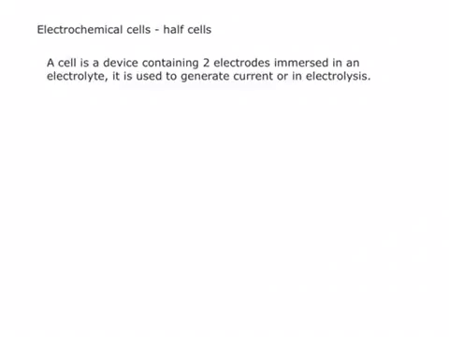A cell is a device containing 2 electrodes immersed in an electrolyte. It is used to generate current or in electrolysis. So in your traditional batteries you will have acidic or alkaline batteries, and this will be the electrolyte within the battery. An electrochemical cell is made up of 2 half cells.